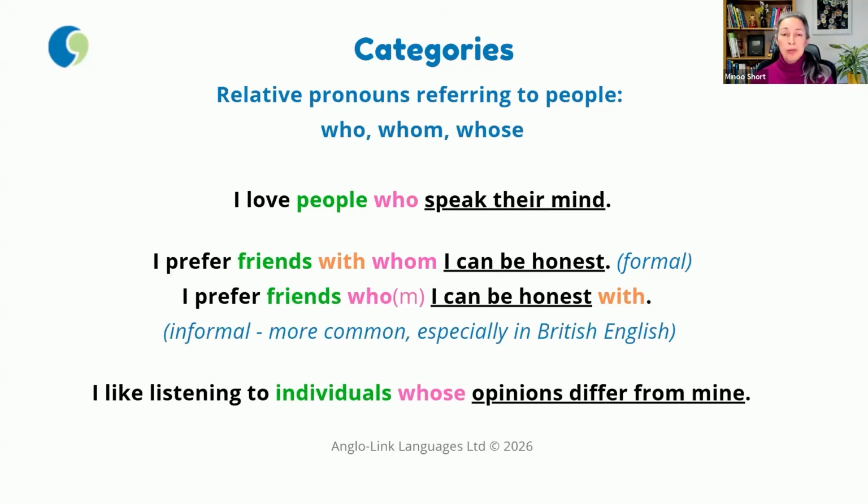And if we have a possession relationship between the noun and the clause, then we use the word whose. I like listening to individuals whose opinions differ from mine. So that's the first category, who, whom, and whose for people.